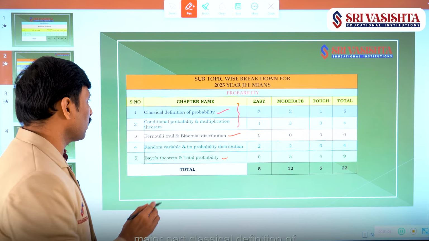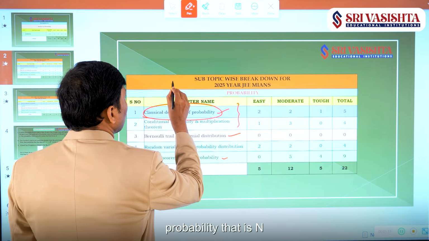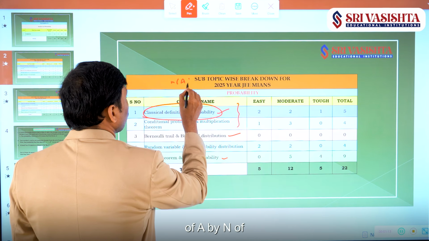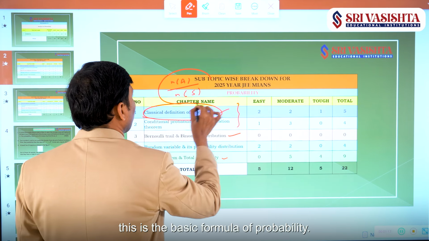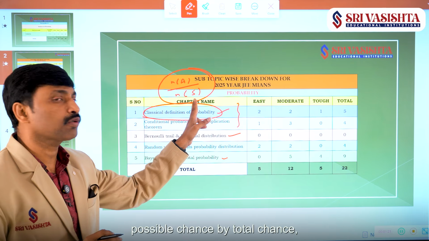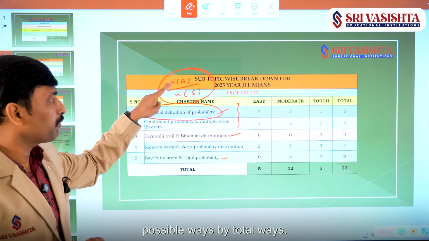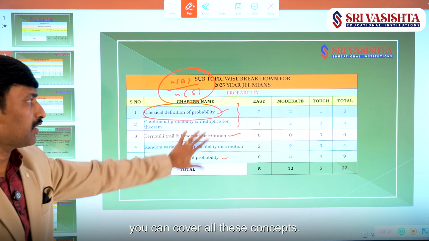The major part is the classical definition of probability, that is n(A) by n(S). This is the basic formula of probability: possible chances by total chances, possible ways by total ways. By using this you can cover all these concepts.